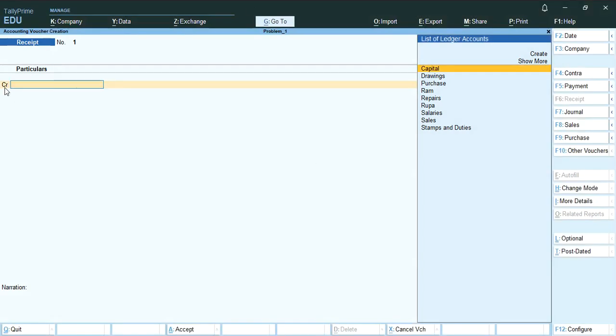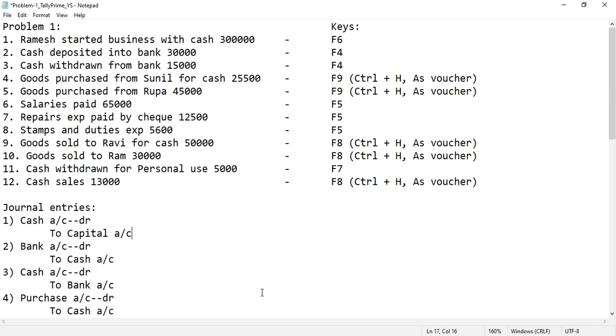CR is nothing but the credit part, or it will be asking you TO. So observe which side it is asking for, and try to make the entry. Don't go with the flow. Press the functional key and give the side it is asking for. It is asking for the credit part. So in our journal entry, this is the debit part and this is the credit part. The credit part is capital.